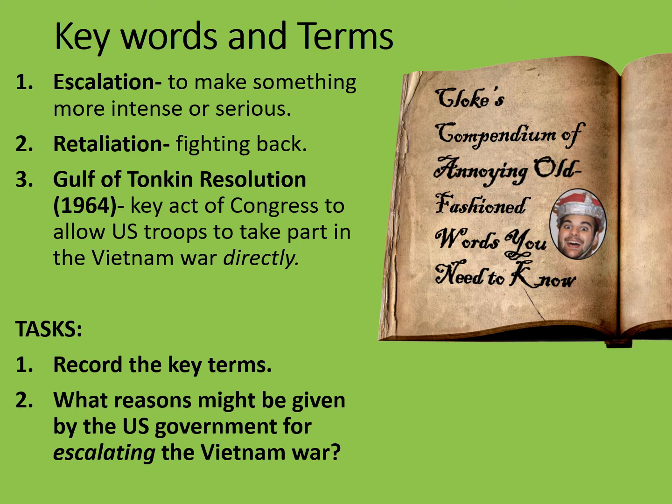Considering task 2, what reasons might be given by the US government for escalating the Vietnam War? Well, let's have a think. Possibly, it could be because of attacks on US soldiers. Remember as well the belief in domino theory. This is something that was quite common under Eisenhower's leadership.